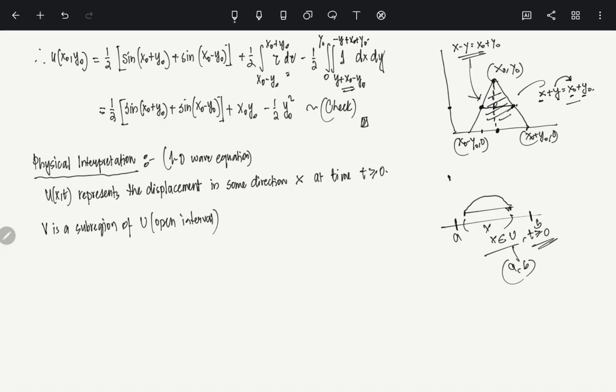What is U? U is the x variable. U is where x is varying, right? So you see, the thing is the acceleration. Within V, it is the second derivative with respect to t. You remember the acceleration is given by the second derivative with respect to time, and then its integral over V, u_tt dx, equals the integral over V of d/dt of u_t dx.